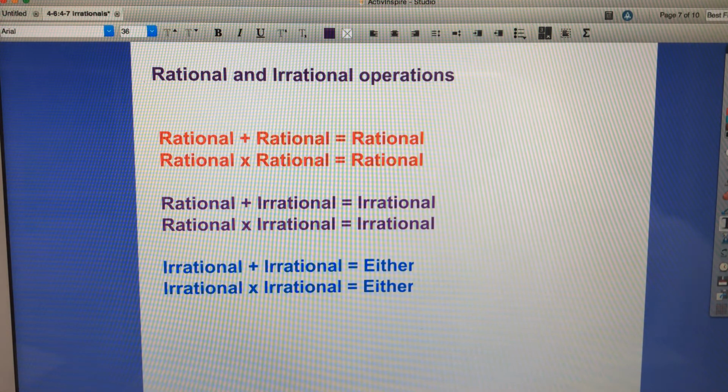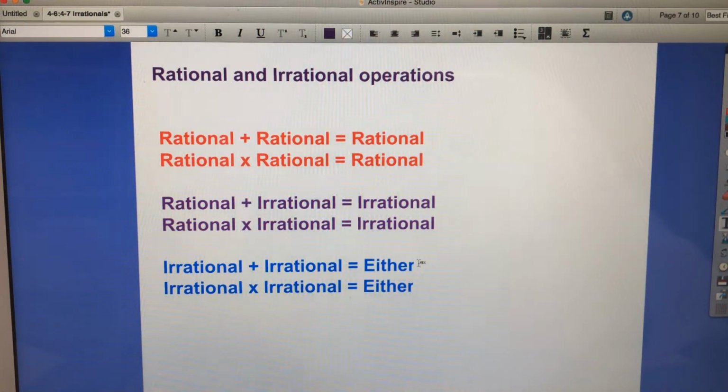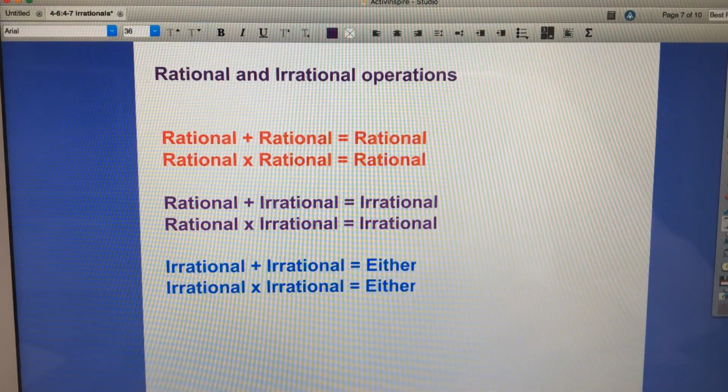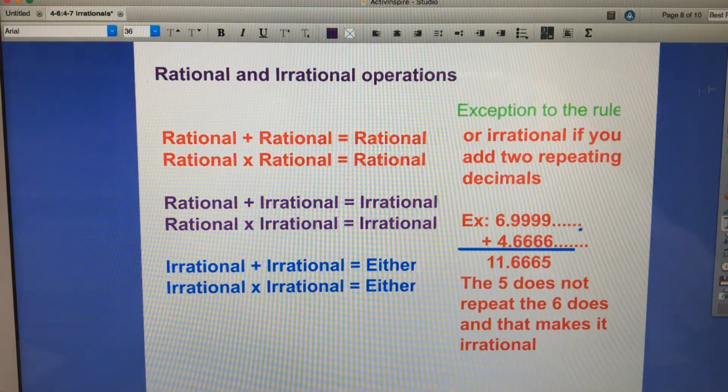Here are some rules. When you're looking at rational and irrational and you get questions, if you add 2 rational or multiply 2 rational, what do you get? If you add or multiply one of each, what do you get? Irrational. If you add or multiply 2 irrationals, you can either get a rational answer or an irrational answer. But I have an exception to this rule.